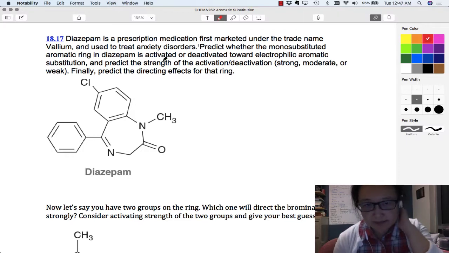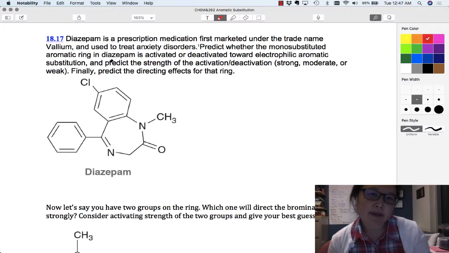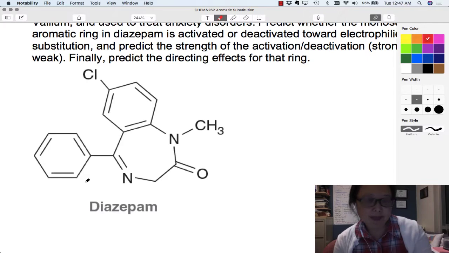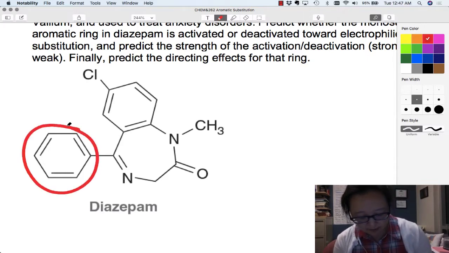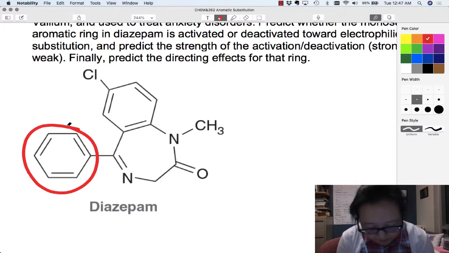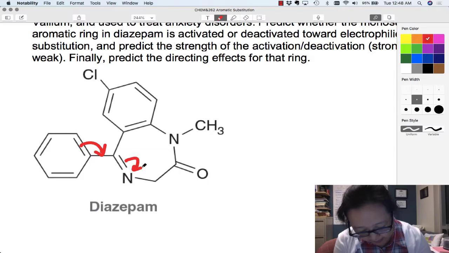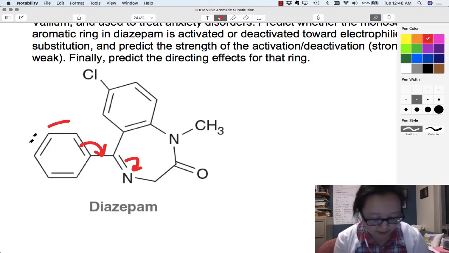Okay, so for this problem, we are looking at predicting whether this molecule diazepam, also known as Valium, is deactivating or activating, and whether it is an ortho-para or meta director. So let's analyze this molecule. Here's my benzene ring, and I want to know the effect of the group attached to it. Based on a similar analysis we did previously, we are going to have withdrawing from this ring here.